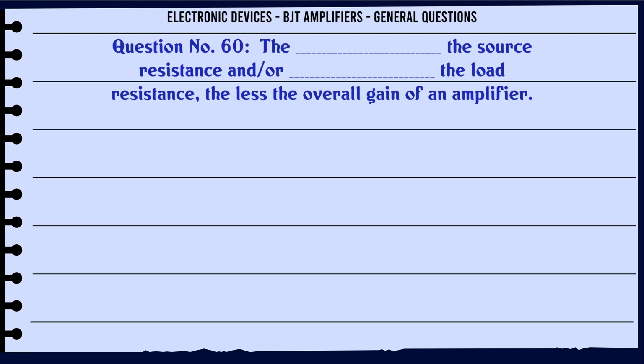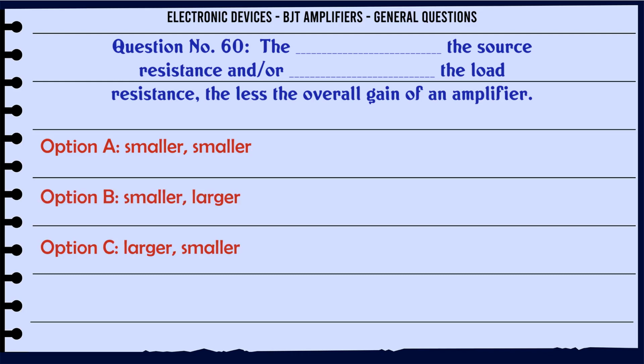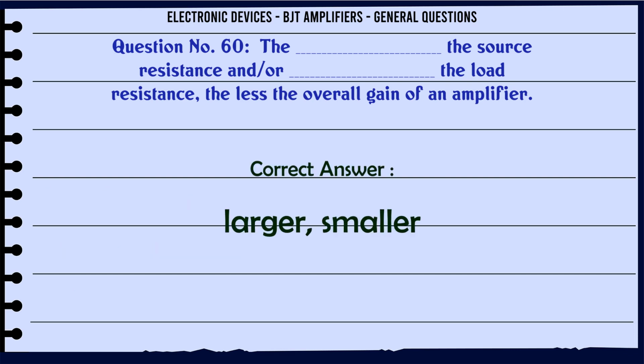The blank the source resistance and or the load resistance, the blank the overall gain of an amplifier. A. Smaller, smaller. B. Smaller, larger. C. Larger, smaller. D. Larger, larger. The correct answer is larger, smaller.